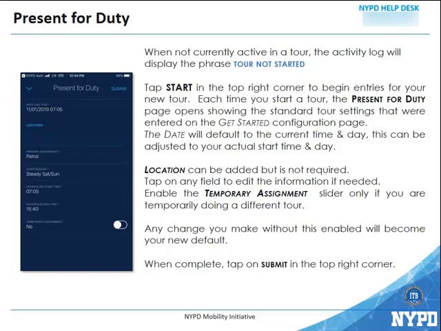Enable the Temporary Assignment slider only if you are temporarily doing a different tour. Any change that you make without this enabled will become your new default. When complete, tap on Submit in the top right corner.